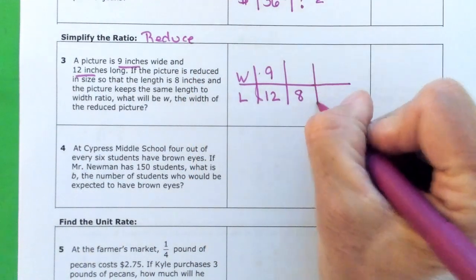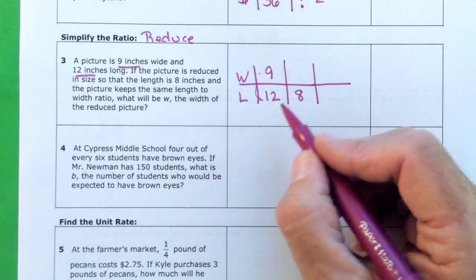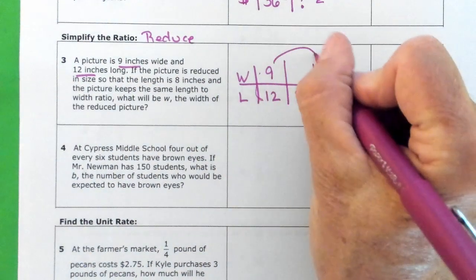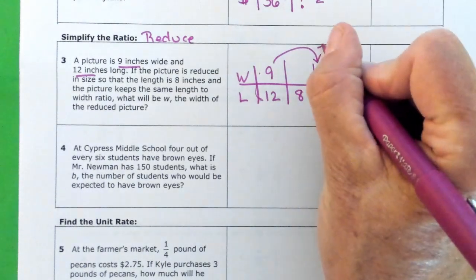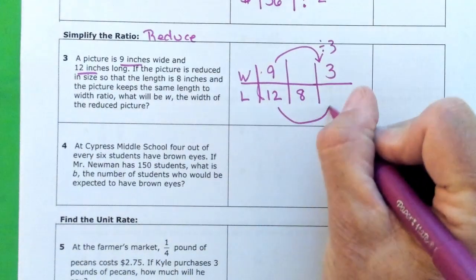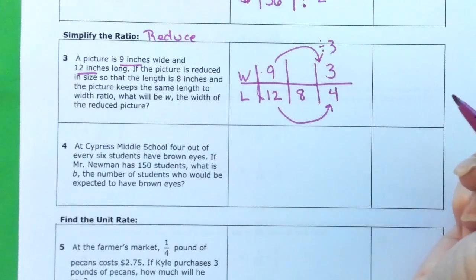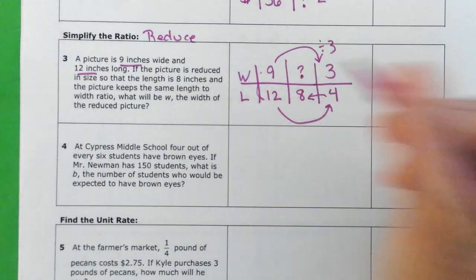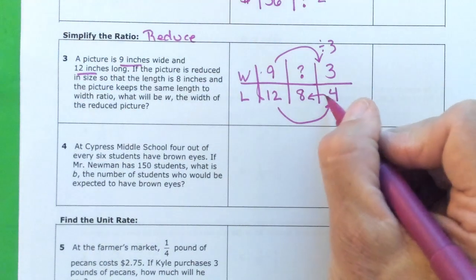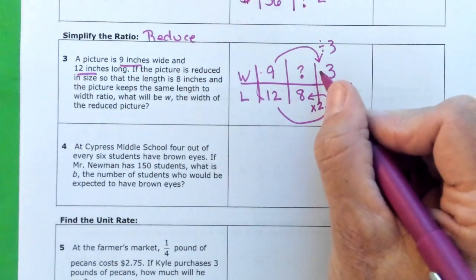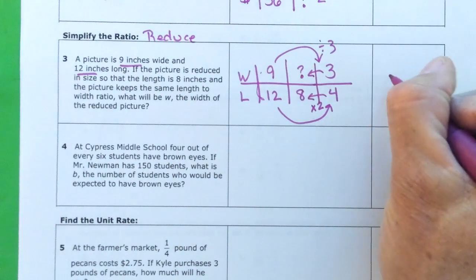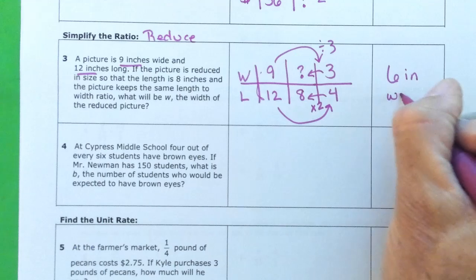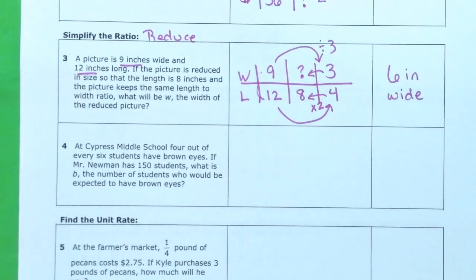Simplify it, reduce. So what you do is you take your numbers that they gave you, 9 and 12, and you try to make them smaller. 9 divided by 3 is 3. So what's 12 divided by 3? That would be 4. Aha! Now, can 4 easily jump to 8 so we can figure out what the width is going to be? Yes, 4 times 2 is 8. So then you do the same thing to the 3. That means it's going to be 3 times 2, which is 6 inches, and this is the width. So I'm going to say 6 inches wide on that pitcher.